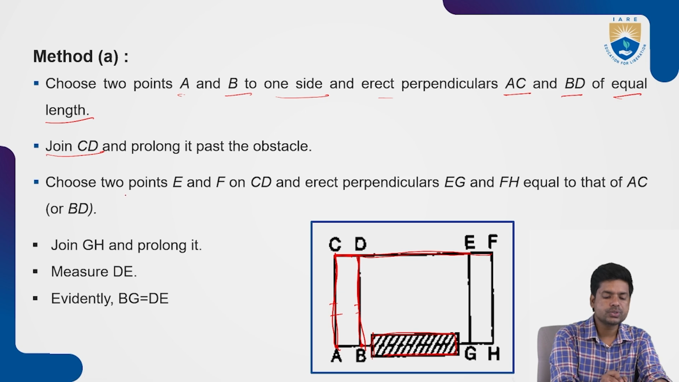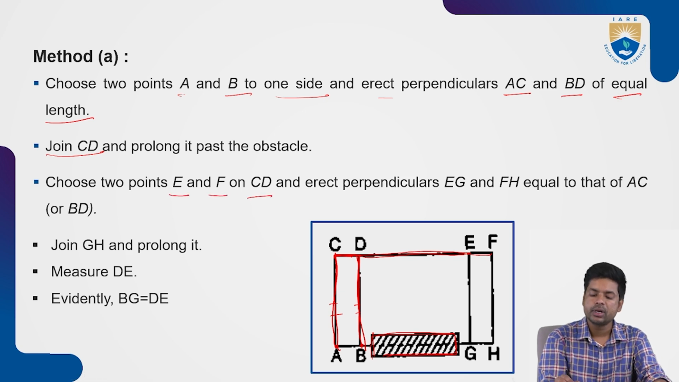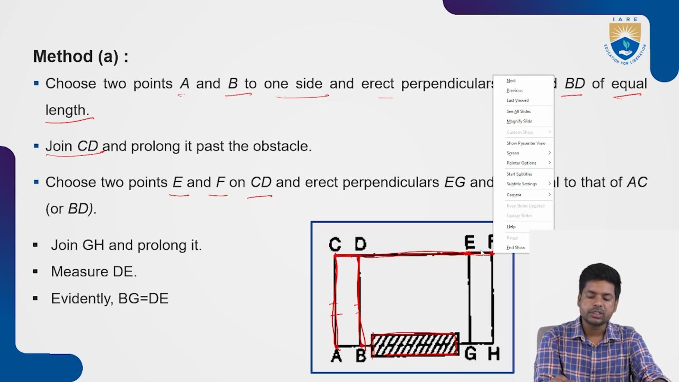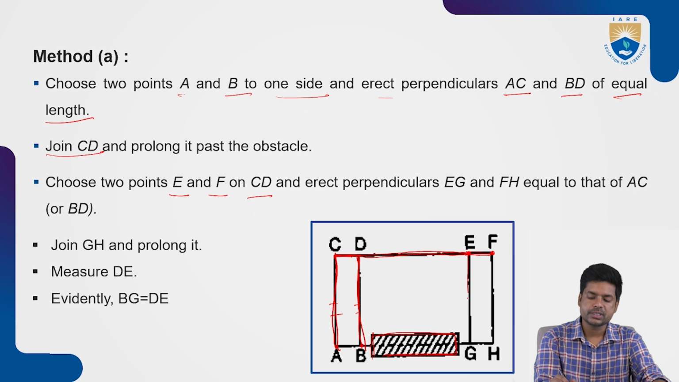Now choose two points E and F on CD. After extending this line from points C and D, choose any two points here again. These two points should be in line with CD. After establishing the points E and F, draw the perpendiculars EG and FH.